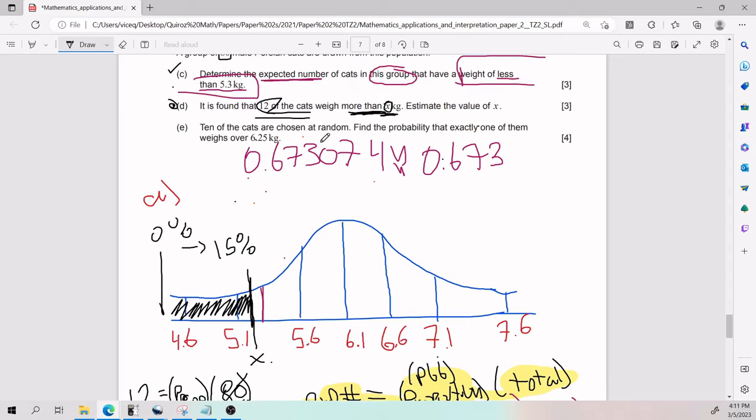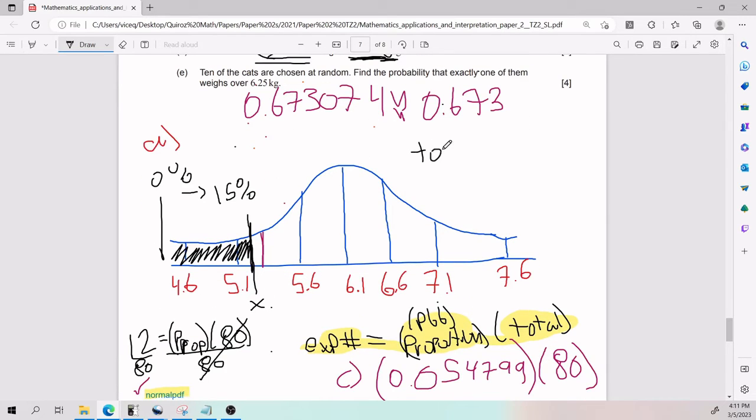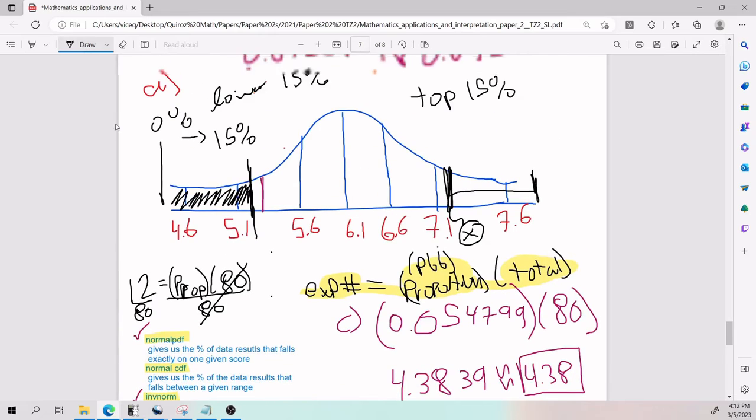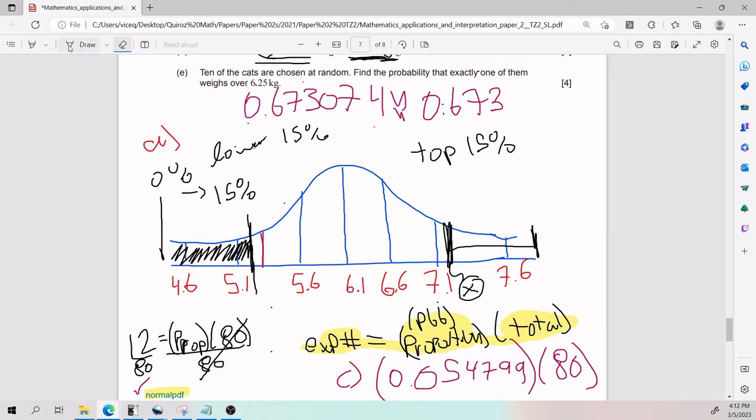So essentially what I need to find is the top 15%. What I just found is the lower 15%. So I actually have to find the value from here to here, and this value of X is the one we're actually looking for, not the one on the left, the one on the right. Why is it useful that I know this area in black on the left side is 15%? Because if I do 1 minus this 15%, which is the same as 1 minus 0.15, I end up with 0.85.